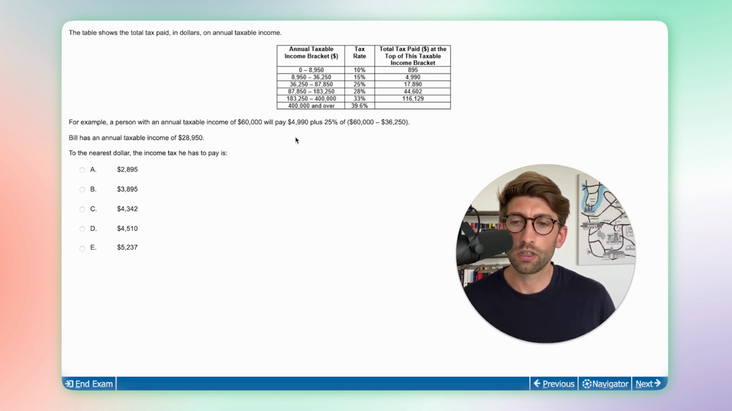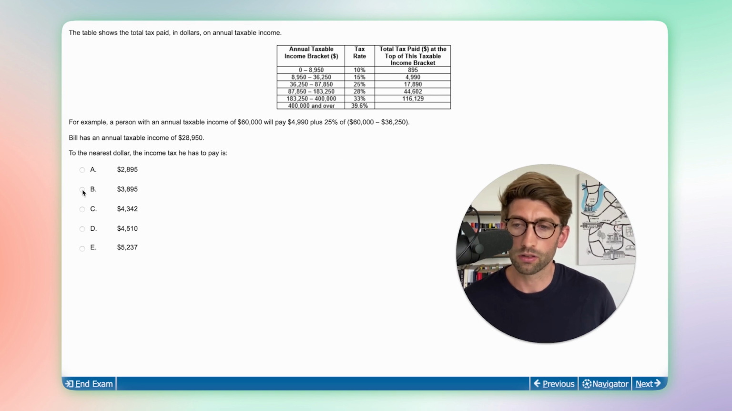Then what we need to do is calculate how far he is into this, and then work out 15% of that and add it to the 895. Now, this is why you shouldn't use your calculator, because you can see here that very nicely he's exactly 20 grand above the lower threshold. 28,950 minus 8,950 is 20 grand. And then 15% of that is 3 grand. We can just add 3 grand to the 895, and we know it's 3895.